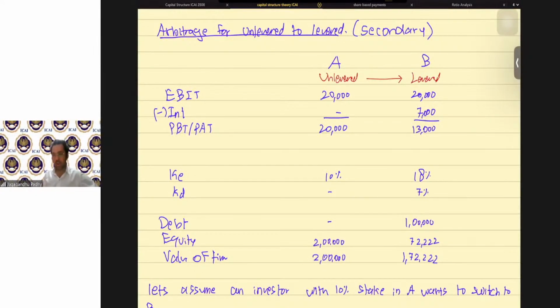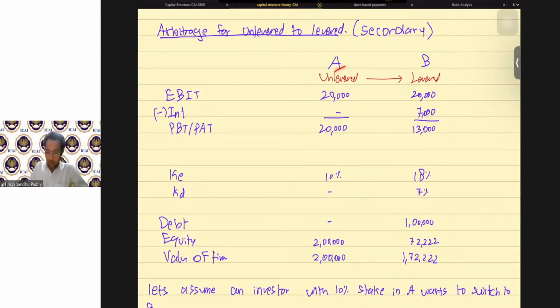This same question, I have done a bit of modification and I am using some different numbers to evaluate the secondary arbitrage. Now, A and B, let's say EBIT is 20,000. Of course, since A is unlevered, no interest is payable. B, since it is a levered entity, interest is payable as 7,000. PAT or PBT will work out to be 20,000 and 13,000.